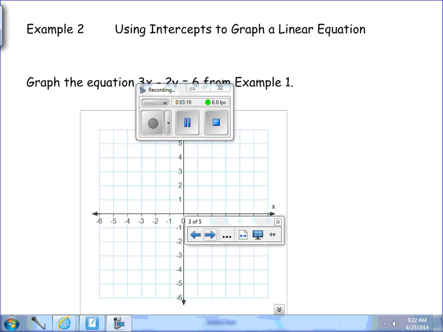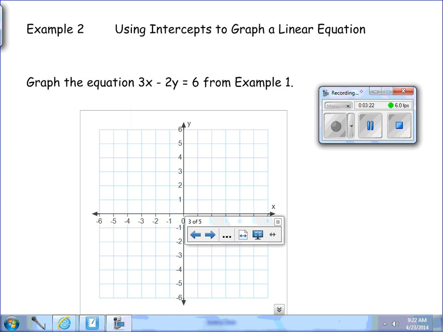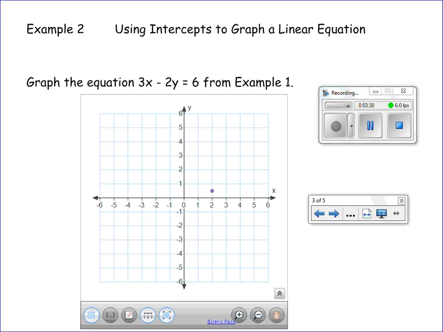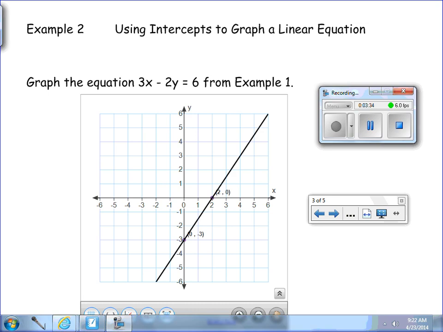In our next example, we're asked to graph the equation using the intercepts that we just did from our first example. So if you'll notice, we graphed the x and the y-intercept and plotted the line. So that's all that you'll need to do when you have been asked to graph using the intercepts for each of those.